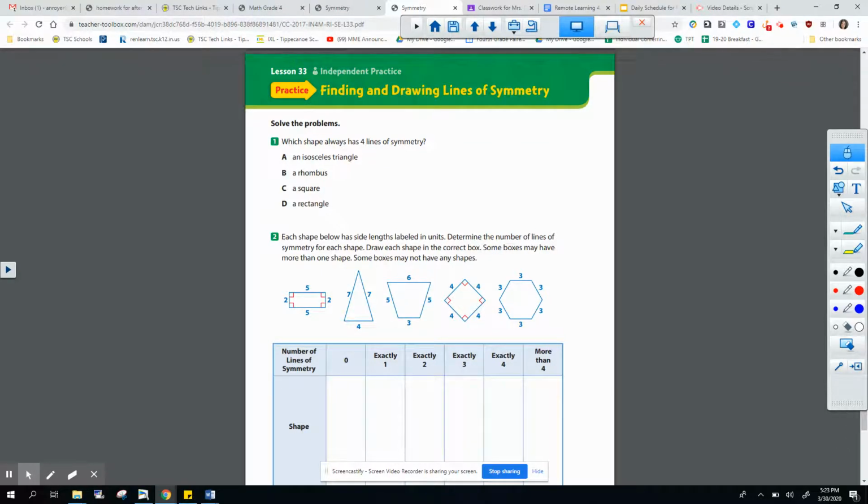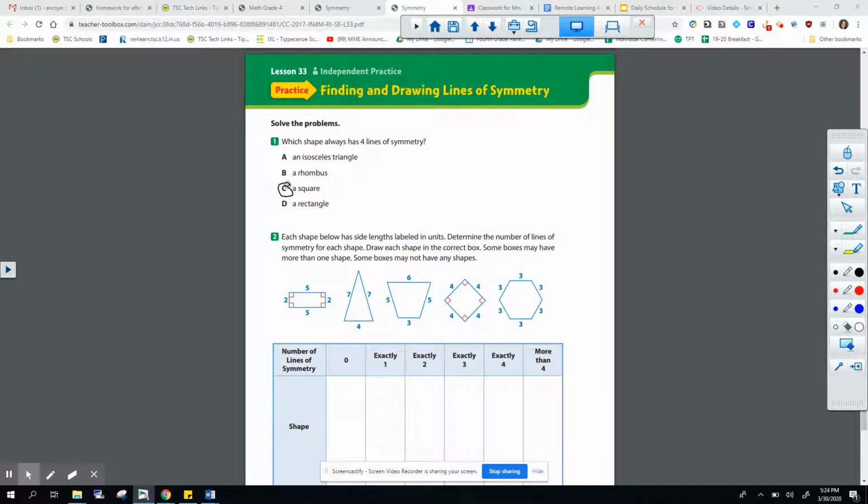So these are just practice problems. It starts with number 1. It says, which shape always has 4 lines of symmetry? And when I look at the choices, I have an isosceles triangle, a rhombus, a square, and a rectangle. And I know that if a shape has all equal sides and all equal angles, then I count the sides, and that's how many lines of symmetry it has. So to have 4 lines of symmetry, it would have to be a 4-sided shape with 4 equal sides. So when I look at those choices, I know that's a square. So I'm going to circle square, or C.